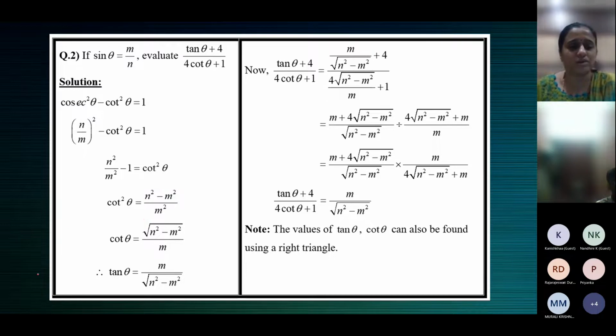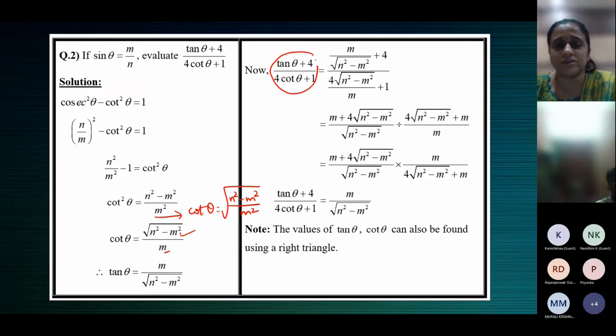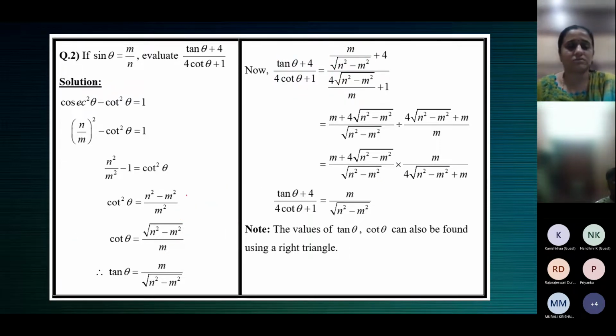You can include this step here. So cot theta is equal to the square root of n square minus m square by m square. The square root of the numerator is the square root of n square minus m square, and the square root of the denominator, root m square, is m. You can see it here. So this is cot theta. The reciprocal of that will be tan theta. Now take up the expression given and substitute the values. You found tan theta, you found cot theta. Substitute and simplify. Please write this down, children. Please work the second one.